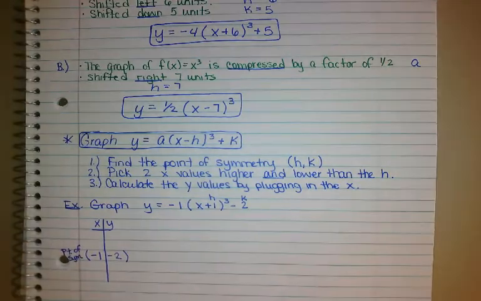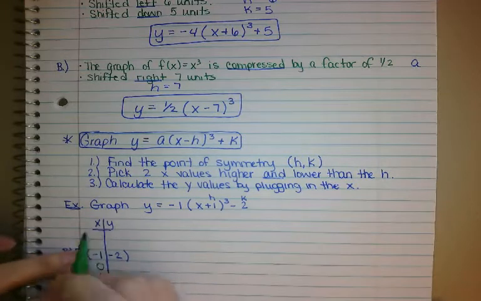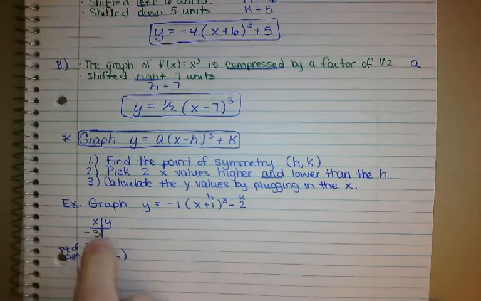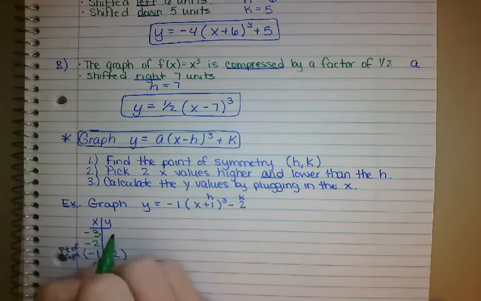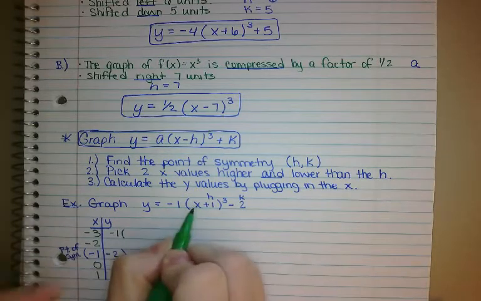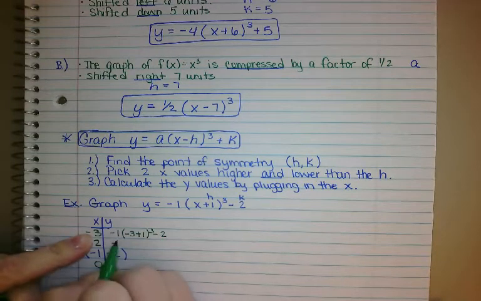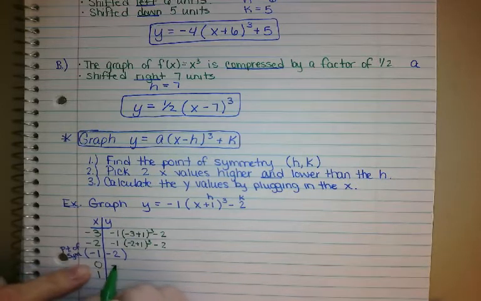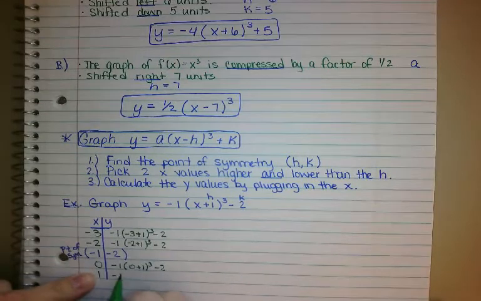Now I'm going to pick 2 numbers up and 2 down. I'm going to count up to 0 and 1, and count down 2 units to -2 and -3. And remember, to find your y values, you just plug your x into this equation. So we're going to say -1 times the quantity -3 plus 1 cubed minus 2. Then I'm going to plug in -2, then 0, and then 1.